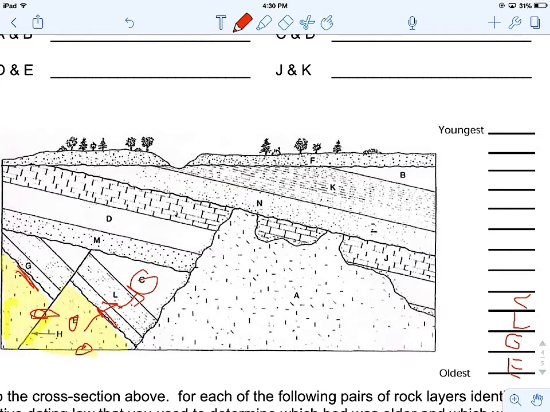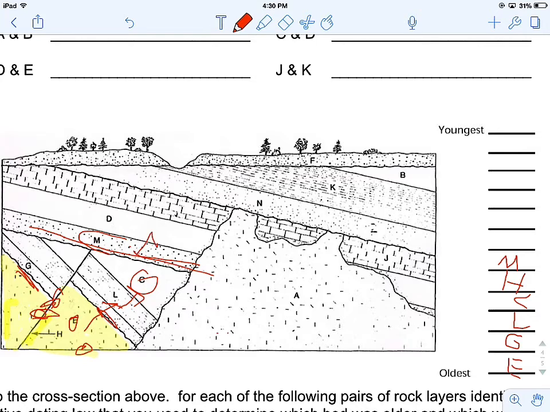That's a bad C. Anyways, so now we go look at M, and we notice M does not split in half. So that means the fault did not affect M, so the fault was before that. So the fault is older than M, so that's our next one. So H is older than M. Now we look at M. This A is still cutting through it, so M has to be older.